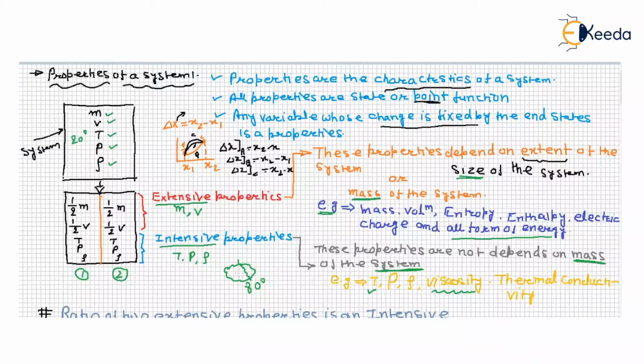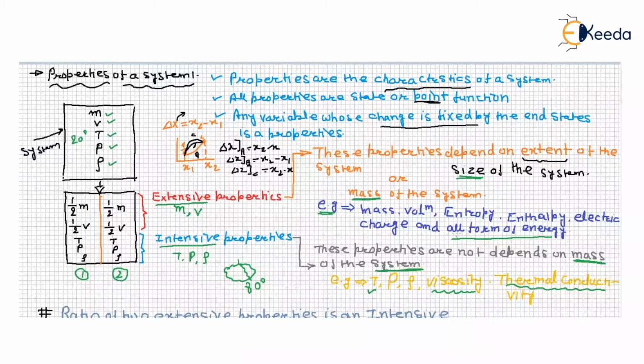We don't change the material property. We just separate the system into two equal parts. So the material of system 1 is the material of system 2. That's why the thermal conductivity will also be the same. That means all these properties don't depend upon the mass of the system, but some properties do depend upon the mass of the system. Mass itself is an extensive property.